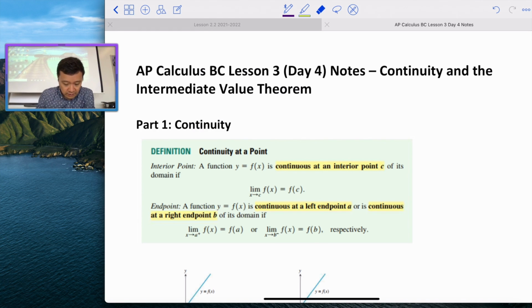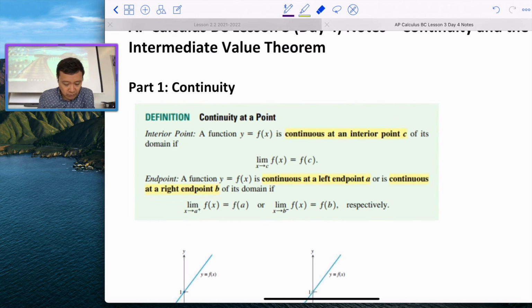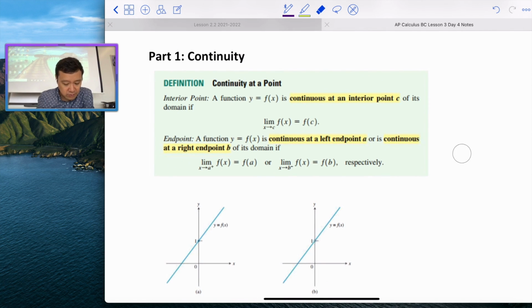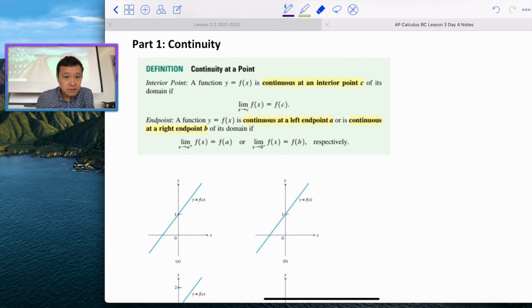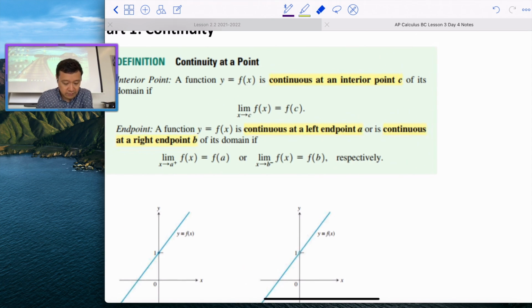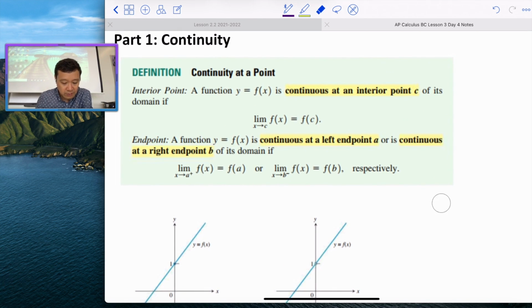Part 1, in the first part of this lesson, we will talk about the various types of continuity and discontinuity, and also the definition of what it means for a function to be continuous at a point C and what it means for a function to be continuous over its entire domain. So let's start with that definition right there. Okay, you have seen this last year in your AB course.